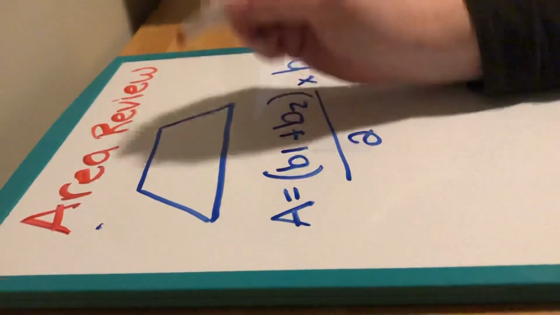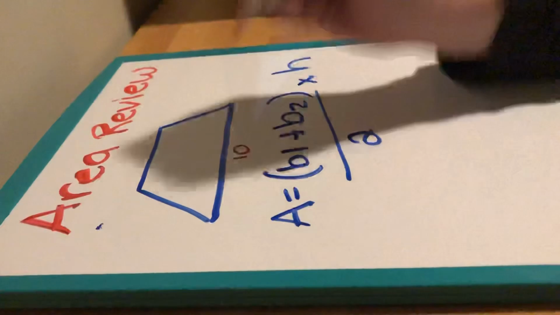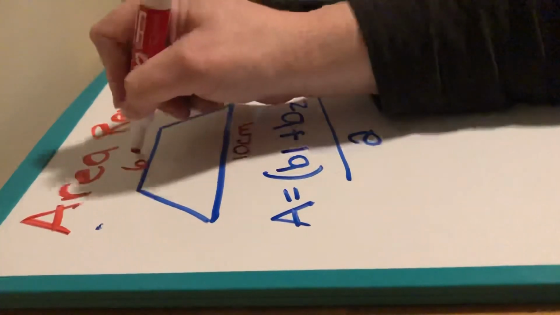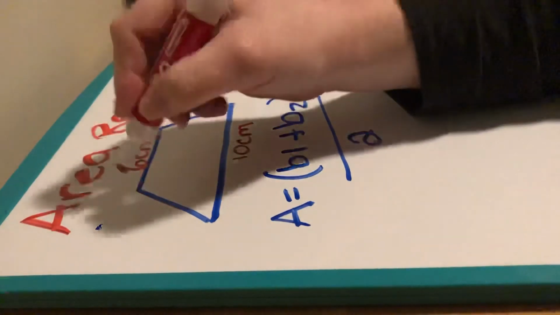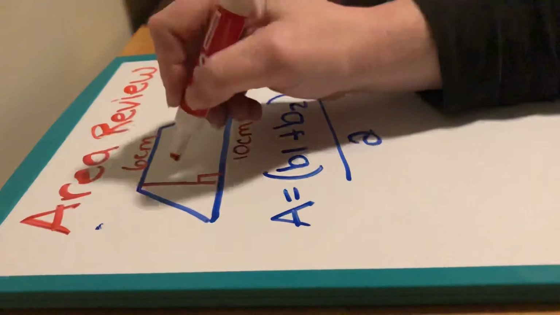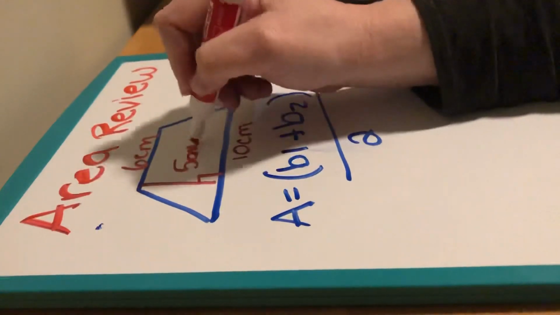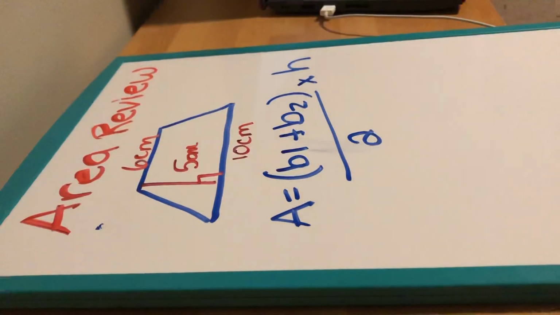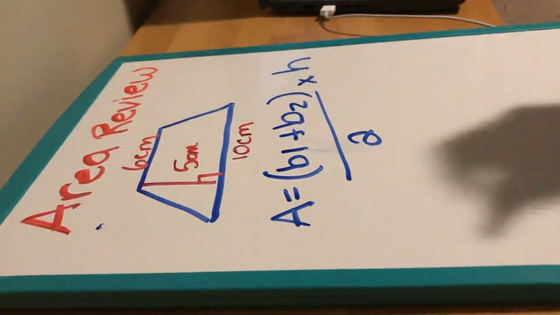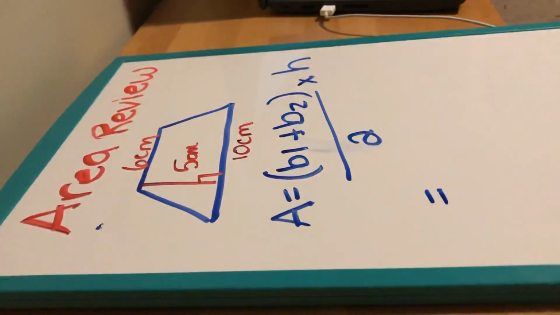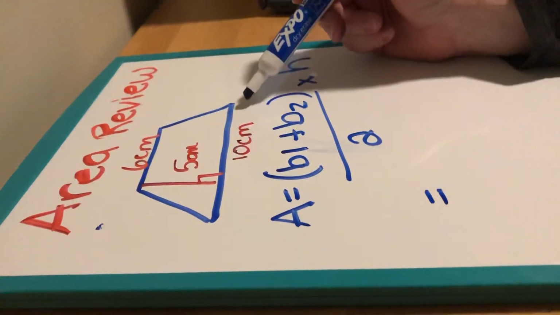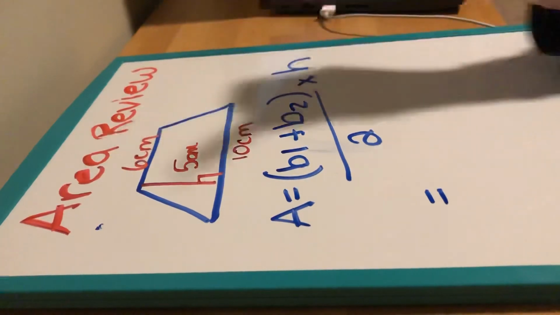So if this was 10 centimeters and this was 6 centimeters, we would still need also a height here, and our height is going to be 5 centimeters. And again, for area, we don't need the length of these diagonal lines. Okay, so we've got this big complicated formula. This is base 1, the bottom. This is base 2, the top.